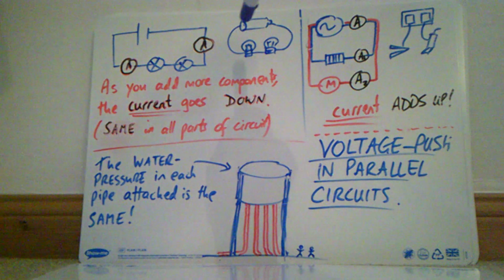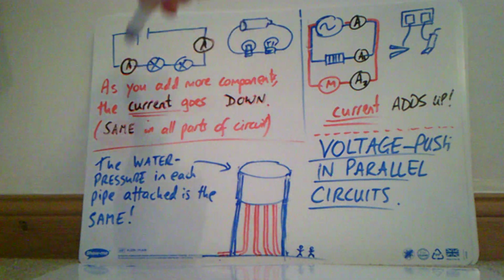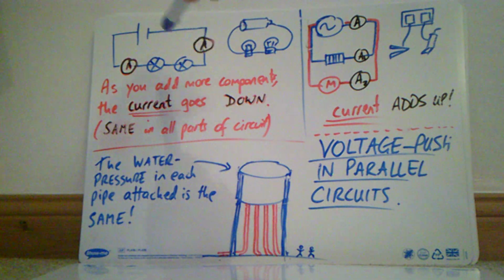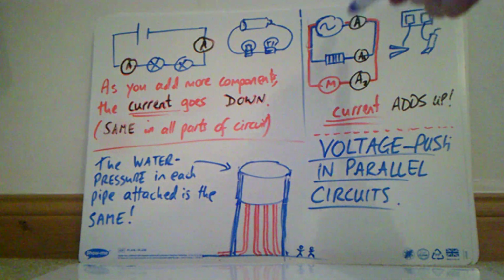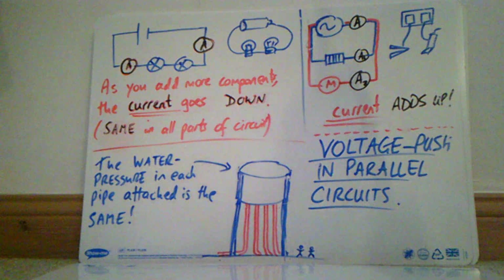So current in series is the same in all parts of the circuit, and it gets less and less when you add more stuff, but current in parallel loops adds up.